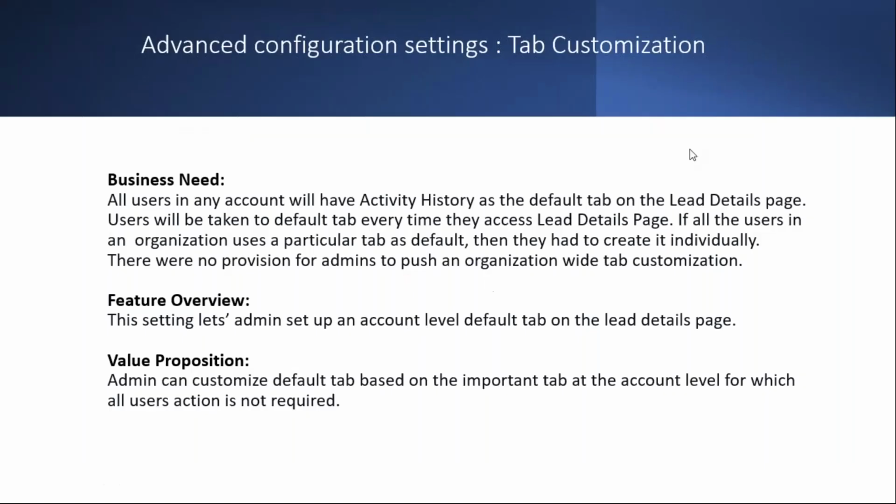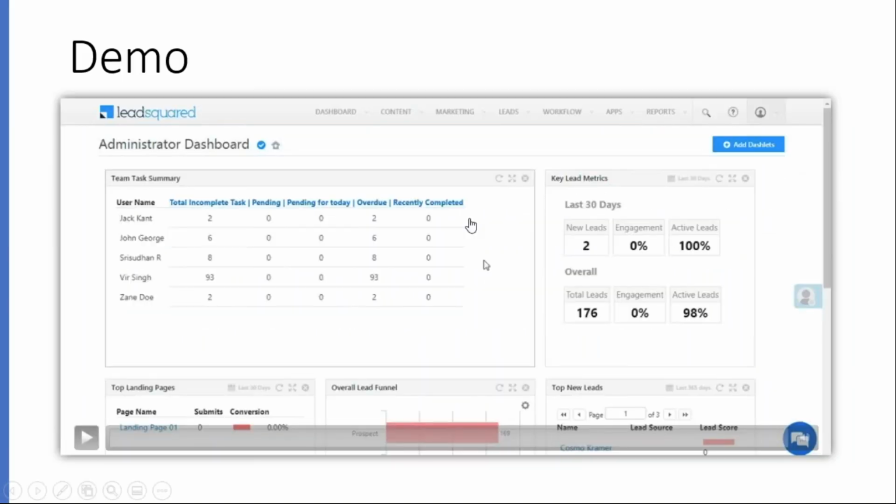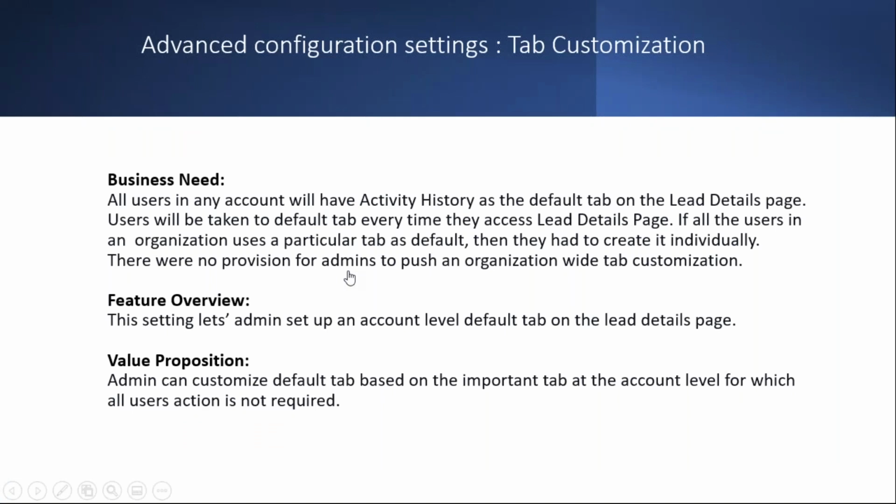Last but not the least is default tab customization. Yes, to understand this better, we'll take an example. First I'll explain about it. By default, activity history is the default tab shared by LeadSquared. In order to make any tab as default, I have to ask the user to mark the relevant tab as default. So it is a tedious task for the admin to reach out to each and every user. There was no provision for the admin to push an organization level setting for this.